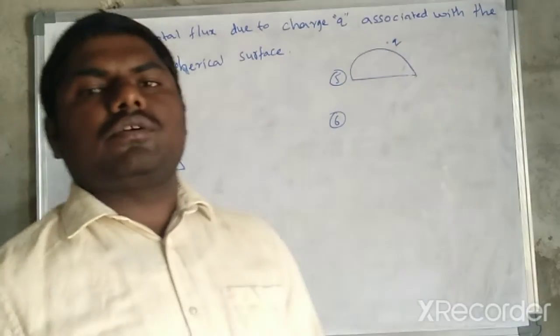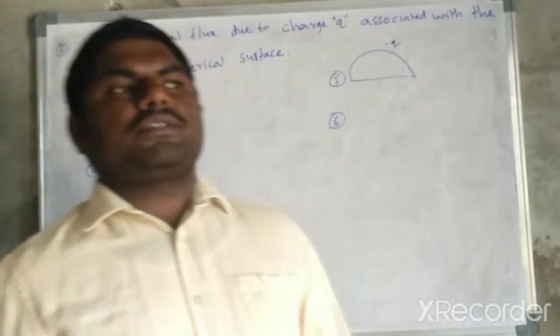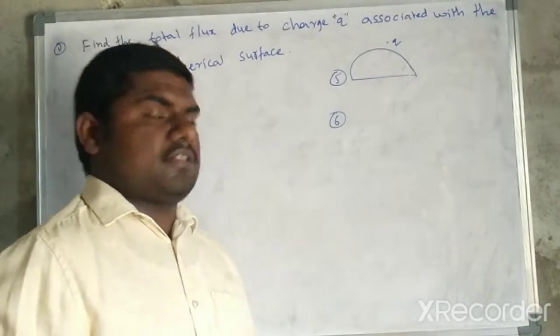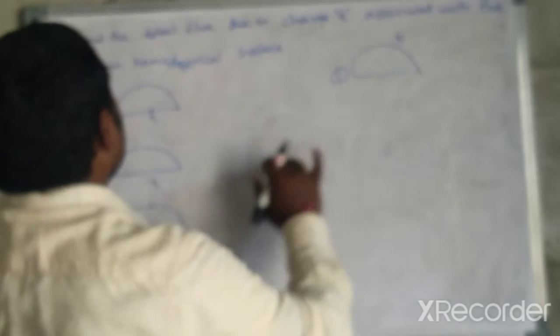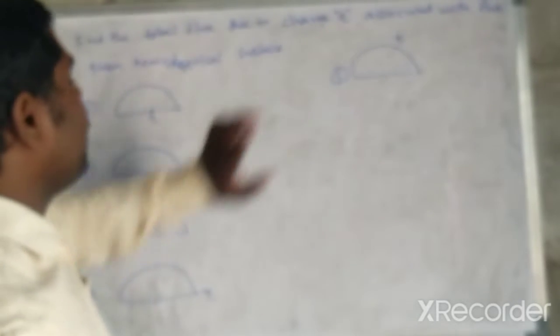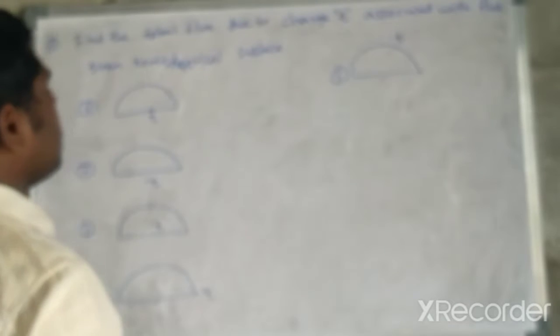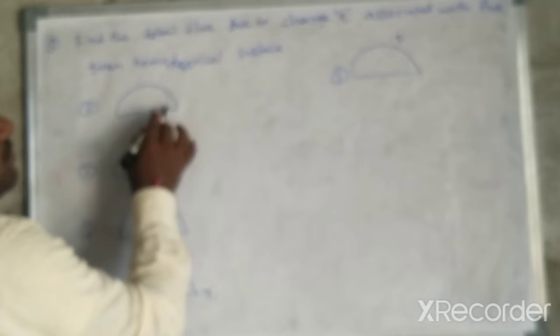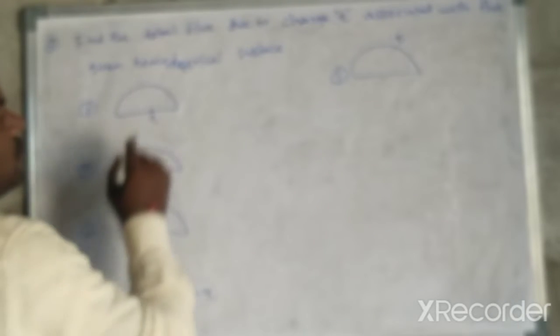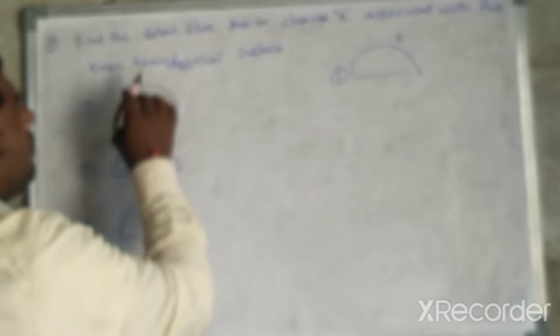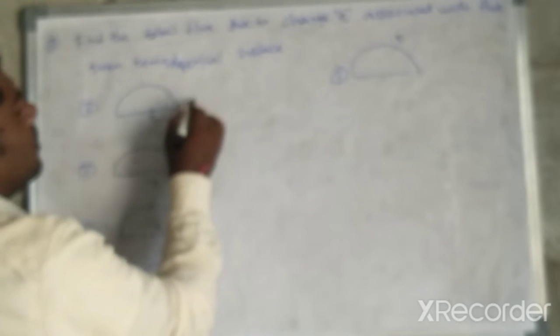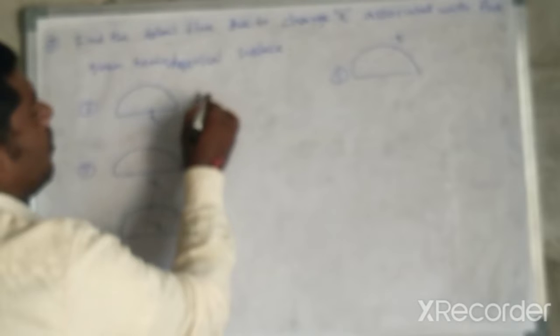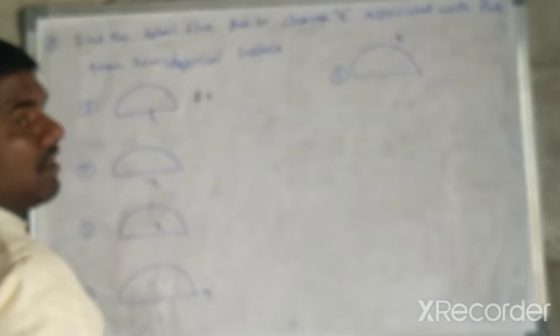Today we are going to discuss numerical problems based on electric flux and Gauss law. In the first problem, find the total flux due to charge Q associated with the given hemispherical surface. The first case is a hemispherical surface, and here the charge. So here the total electric flux is equal to Q enclosed by epsilon naught.